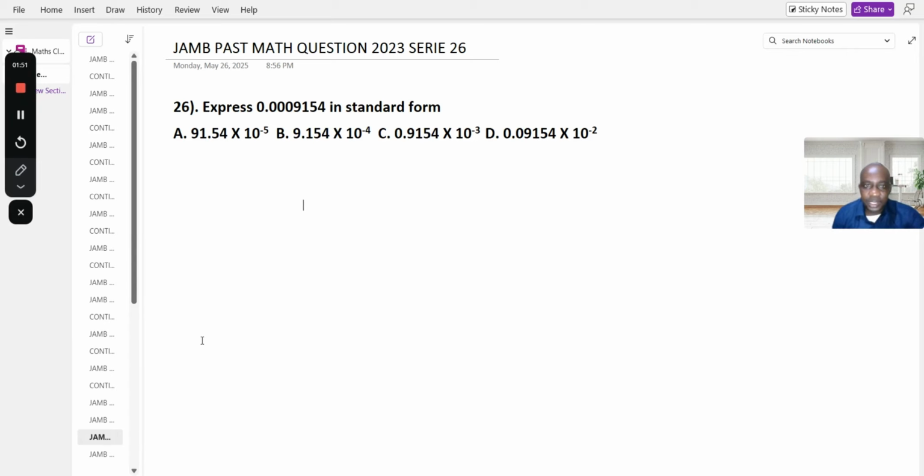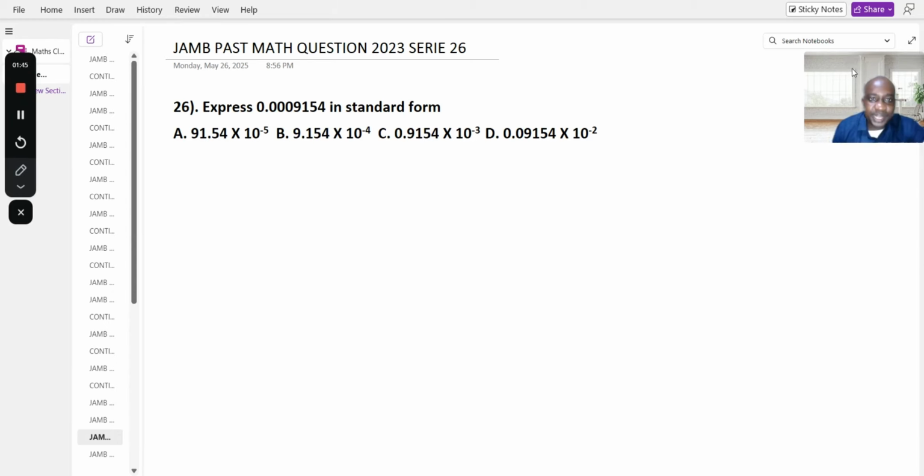Express 0.00095154 in standard form. Now, to express this in standard form, let me write out the question. 0.00095154. When you want to express this in standard form, you will move this point to where you will see a digit number. Wherever you see a digit number, that is where you will stop. When you move to the right side, it's going to give us minus.